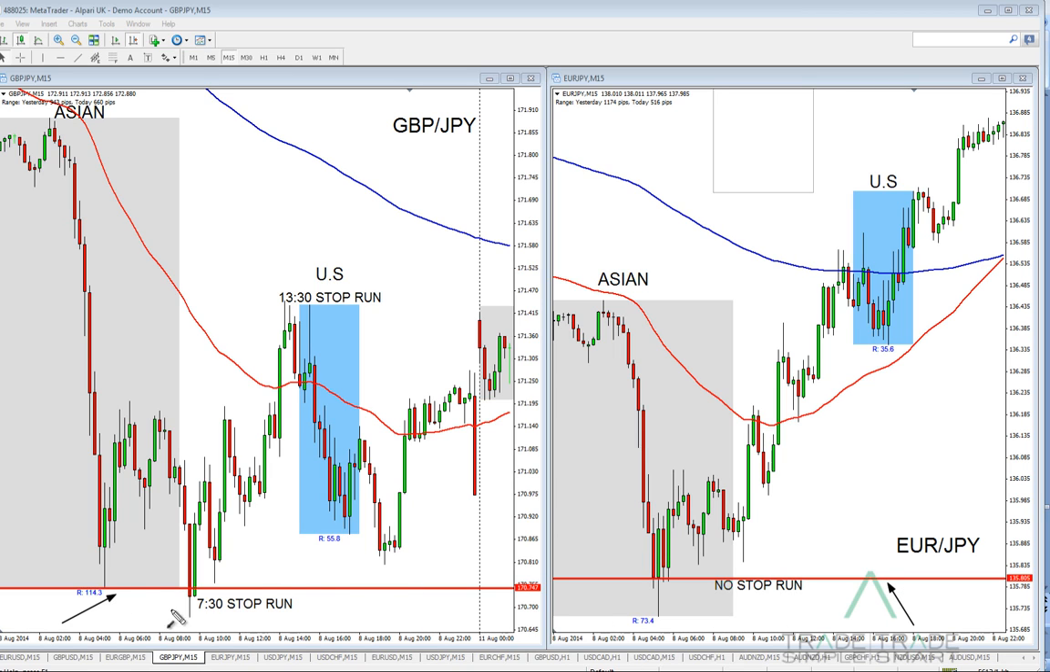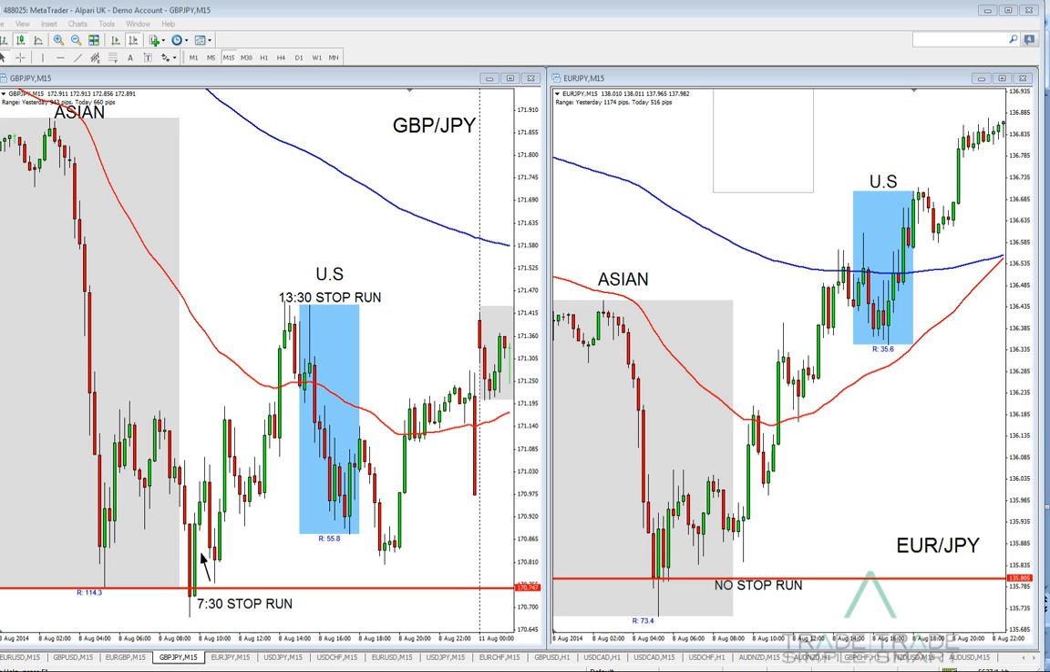In this example, I've marked off the Asian lows as our potential manipulation area, and in the sterling yen we see at 7:30 we get an aggressive candle to the downside which penetrates our zone by 3 points. This becomes our stop run candle, and then immediately afterwards we get a candle which closes above the body of our stop run candle and gives us our confirmation of manipulation.